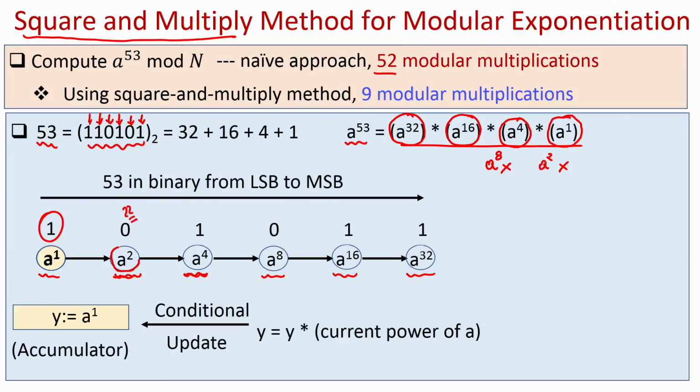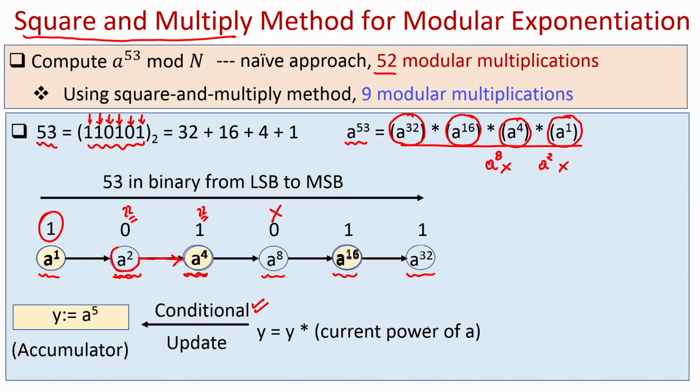I do not need to accumulate. So, go to the next iteration, obtain the next power of a, that requires doing one modular multiplication, namely I have to multiply a square to itself and then take mod n. I will obtain the next power of a, namely a power 4, and I have to decide whether I have to accumulate this power or not. I have to. So, I will do the conditional update and my y will become a power 5. I go to the next power by doing modular multiplication.